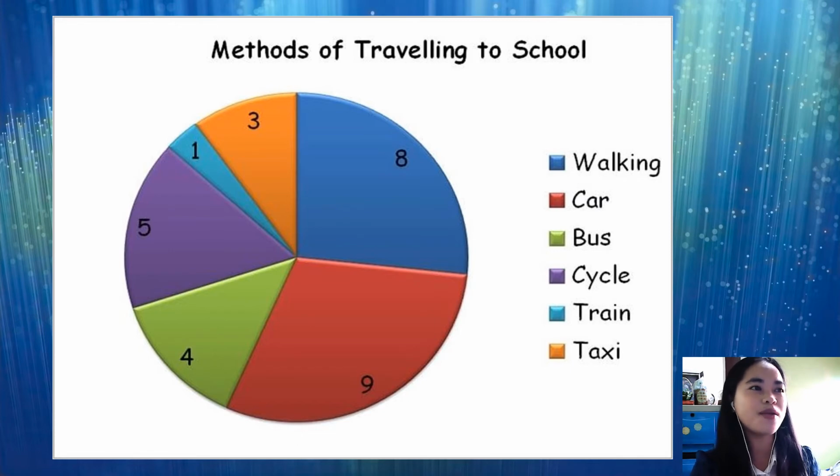It says there, methods of traveling to school. So there are 2, 4, 6 categories in which the pie is being divided. So 8% walks, 9% made use of car, bus, cycle, train, and the rest. So a pie graph shows you the division or the proportion of entries in a certain data.